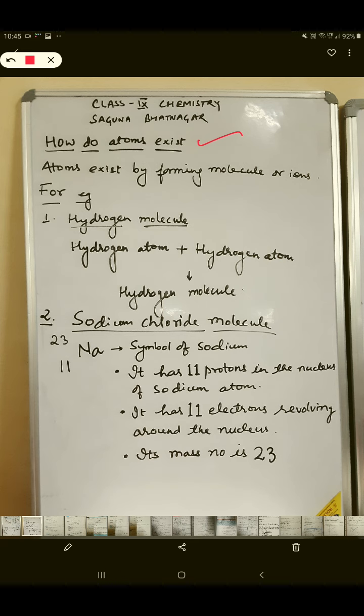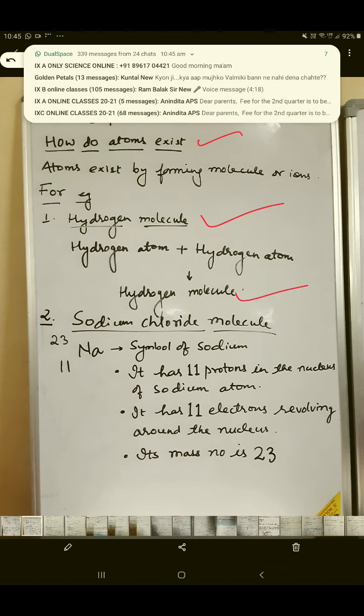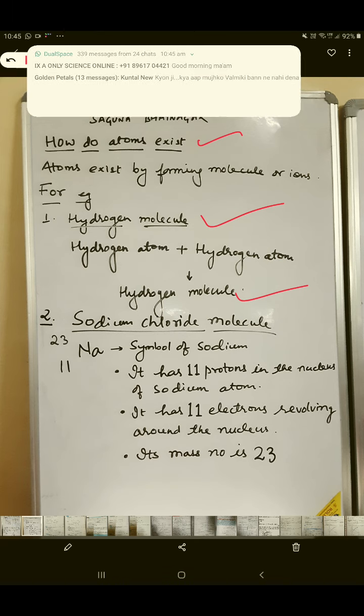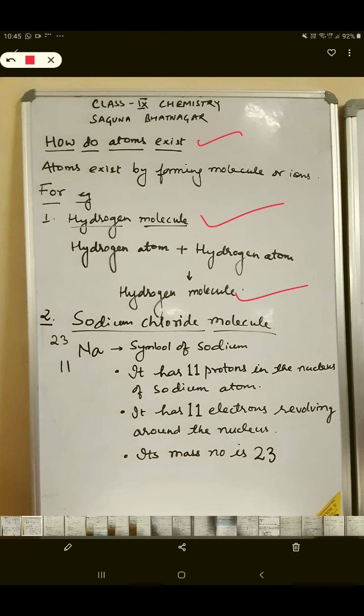For example, the first example I have taken is hydrogen molecule formation. That means two atoms combine together to form a hydrogen molecule. Two atoms of hydrogen combine together to form a molecule. So what is the atomicity of this molecule, students? The atomicity of this molecule is 2, because two atoms have combined to form a molecule, which is a stabler structure. Stabler form to exist. So atoms cannot exist independently. This is why they form molecules.